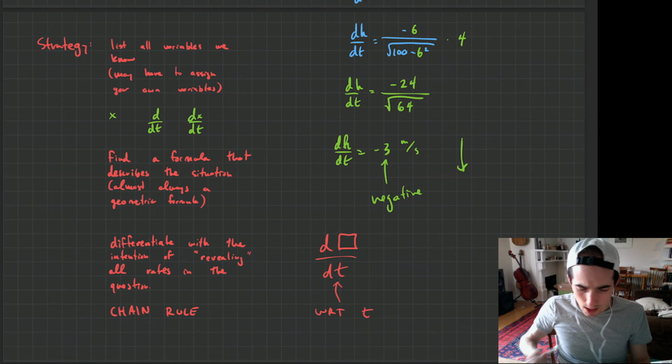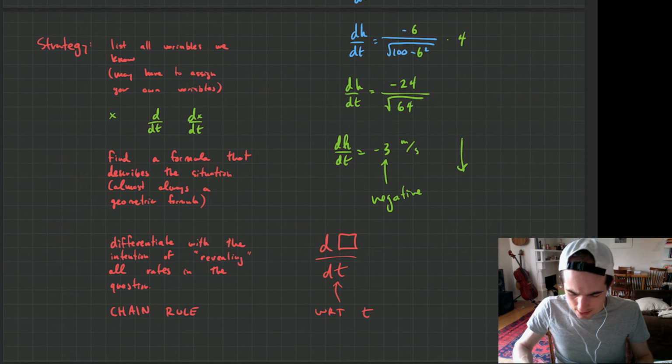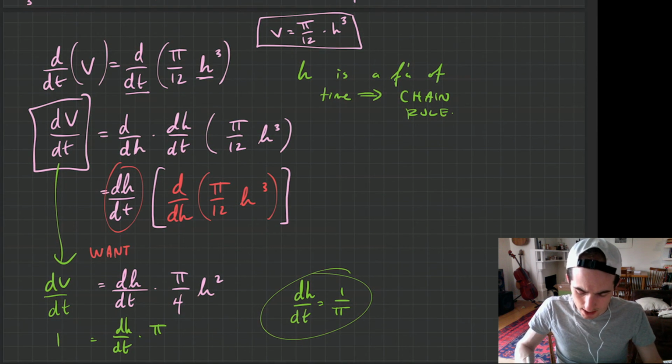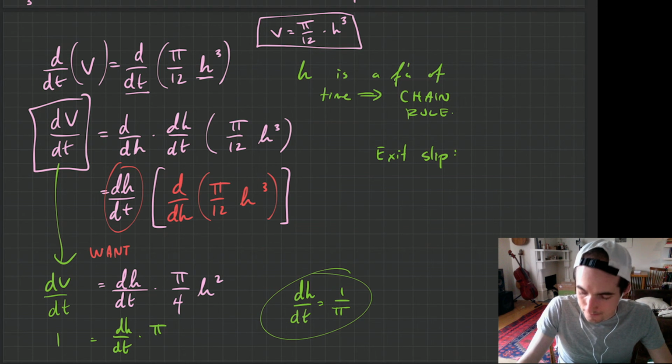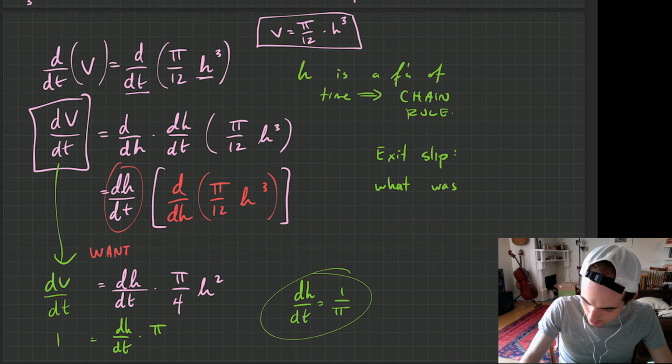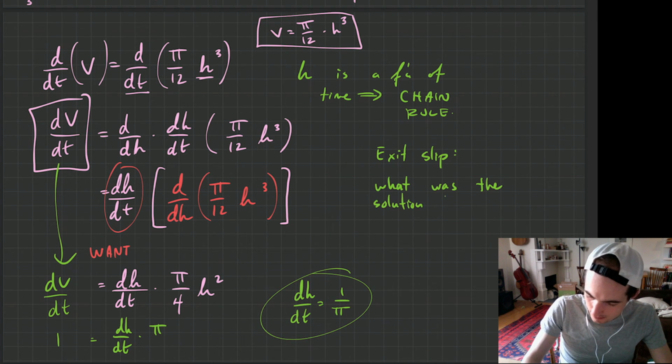So as for the exit slip, I'll make it simple. The exit slip for today: what was the solution to the first question?